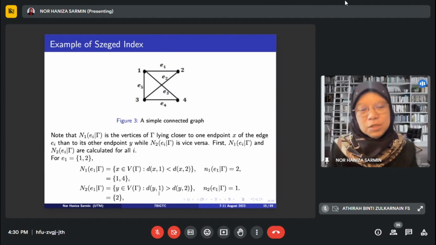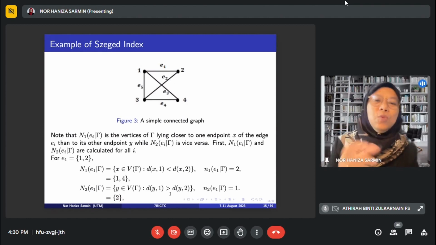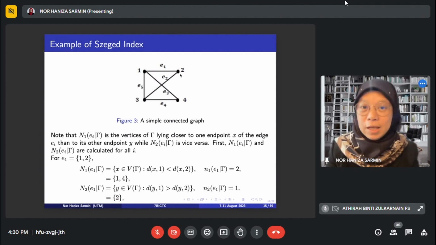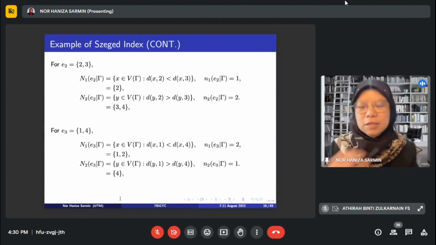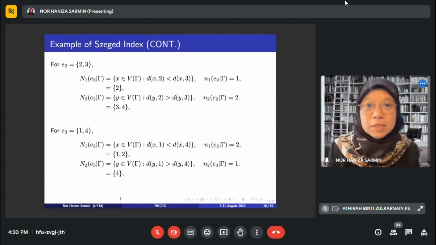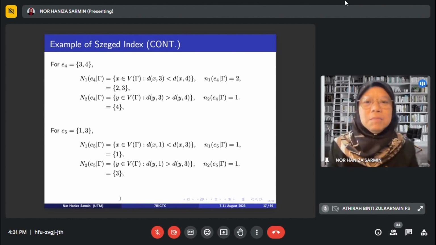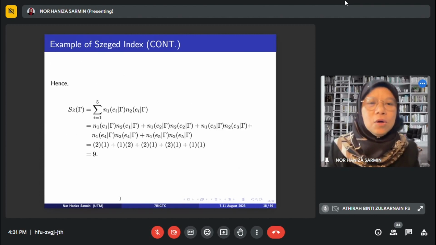The other one is N2, for the same edge 1, 2. You find the vertices closer to 2 than to 1, the other way around, so 2 has to be in there, and that's the only one. So we calculate this for all the other edges, the second edge, the third edge, and you can look on the right at the numbers that we want for all of the edges. Then we can find the Szeged index of this graph, which is the sum of the products of all those numbers that we found.